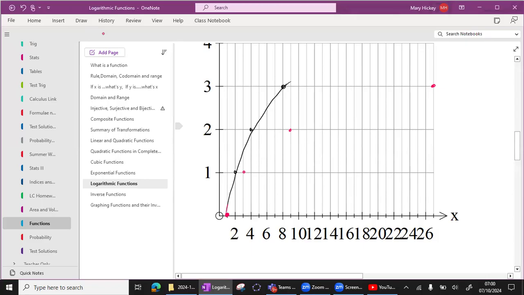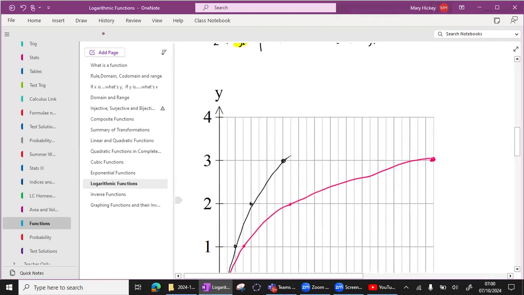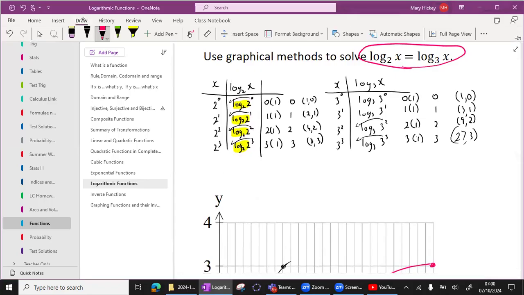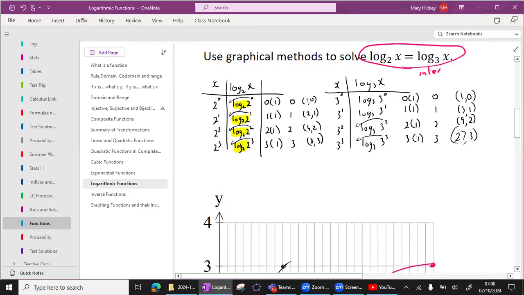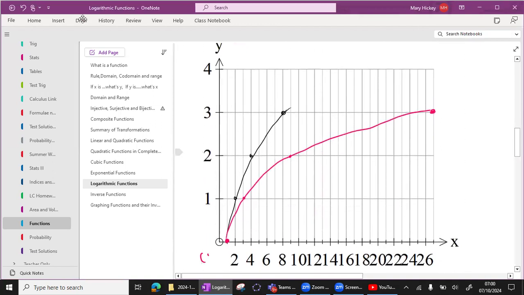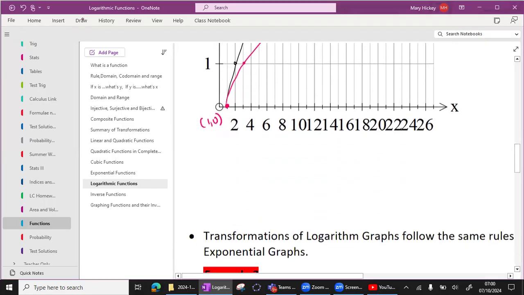Okay, so again, a log should look kind of like a branch of a tree, which it does. The question was, where are they equal? So where is one of them equal to the other one? Really what that means is, where do they intersect? Well, they intersect at 1, 0. That's the only place that they do intersect.